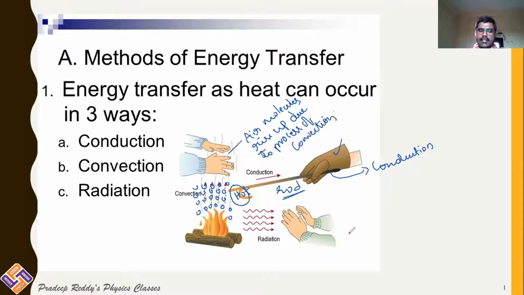And coming to radiation, in the case of radiation, you are a little bit farther from this fire, but you are able to sense hotness. Here there is a vacuum. Even if you do not have any medium between your hands and the fire, heat transfer takes place from the fire to your hand. That is by the process of radiation. So in vacuum, heat transfer takes place by the process of radiation.